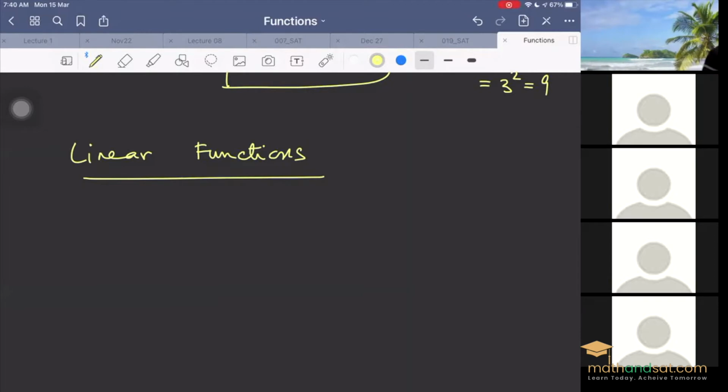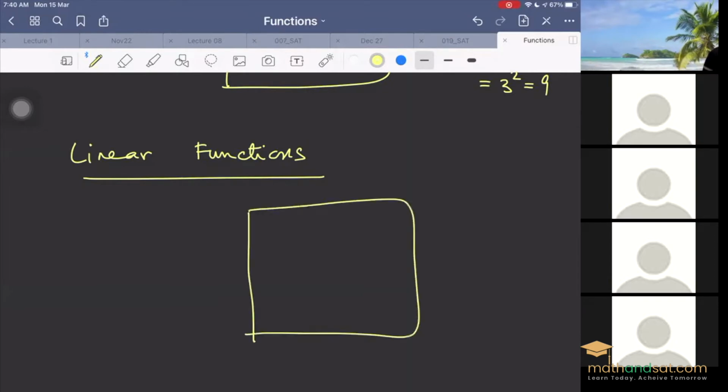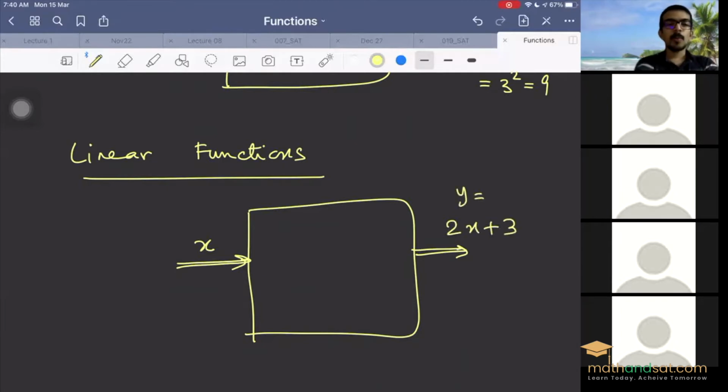Basically, if you give the variable x as the input to the machine, you are going to get a polynomial in x with the degree 1. That is what we call a linear expression. If you give input as x, the output will be a linear expression in x. For example, y is equal to 2x plus 3. This is a linear function. Why? Because you are assigning something to y, and that something comes out as a linear expression in x.